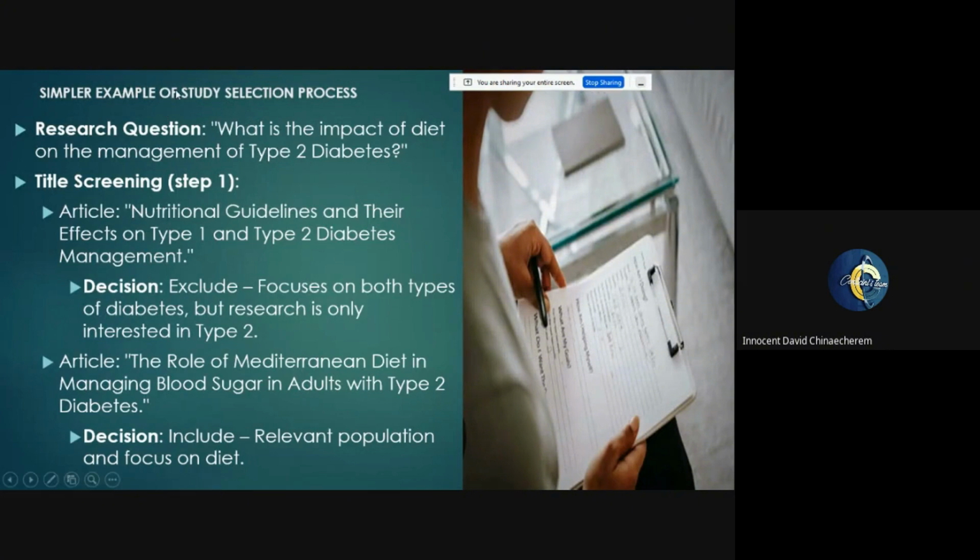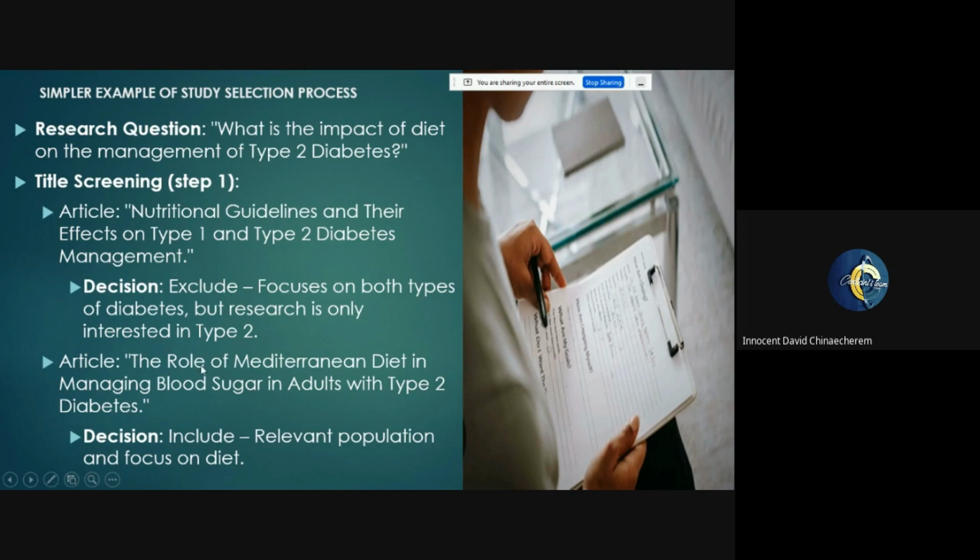So let's have a simpler example of what our study selection process is going to look like. For example, the impact of diet on the management of type 2 diabetes, just like we said. Remember that step one, again, I'm just going to give this rundown, is title screening. Let's say we found a paper titled Nutritional Guidelines and Their Effect on Type 1 and Type 2 Diabetes. In our decision here, we have to exclude it because it's focusing on both types of diabetes, but our research is only interested in type 2 diabetes. So the decision is to do what?